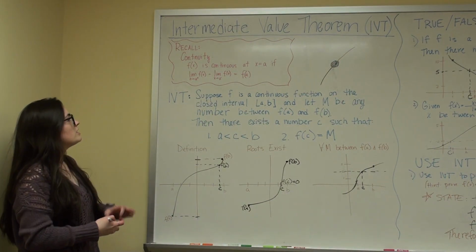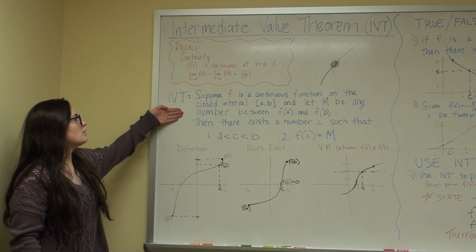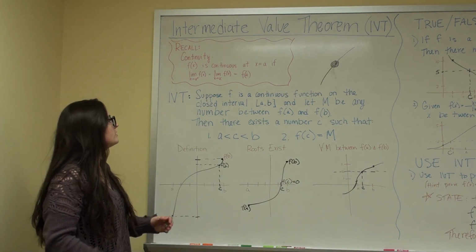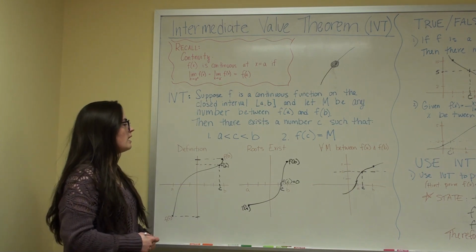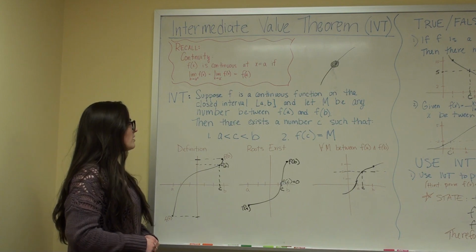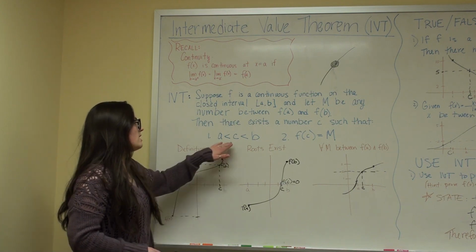So then from our definition of continuity we get this theorem IVT, which states, suppose f is a continuous function on the closed interval a to b, and let m be any number between f of a and f of b, then there exists a number c such that these two properties hold.